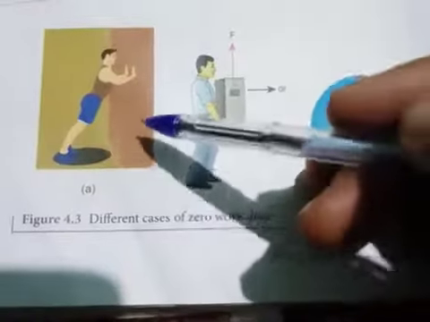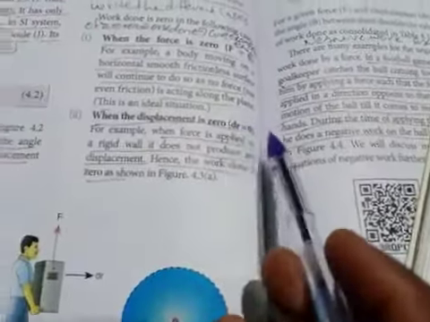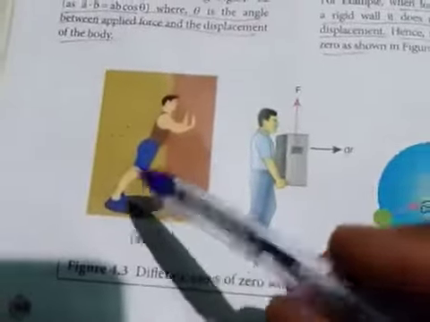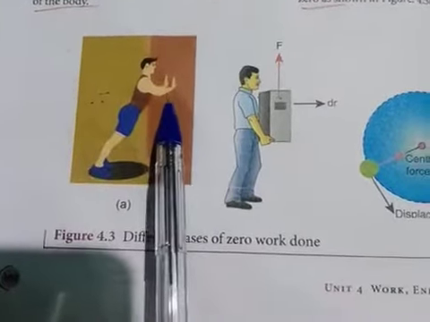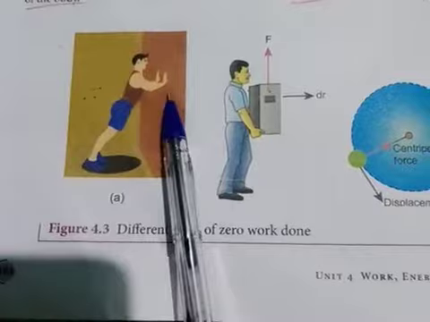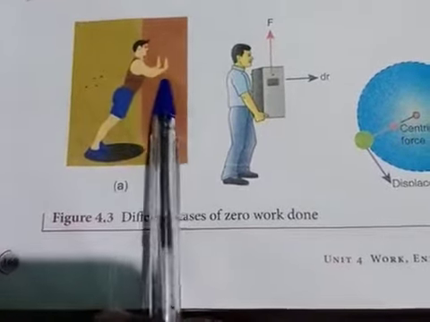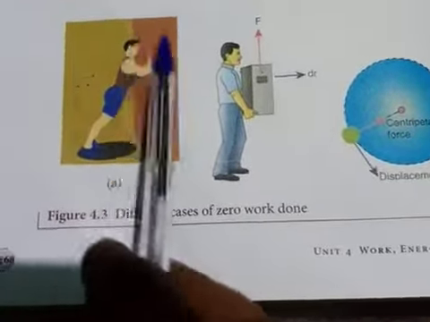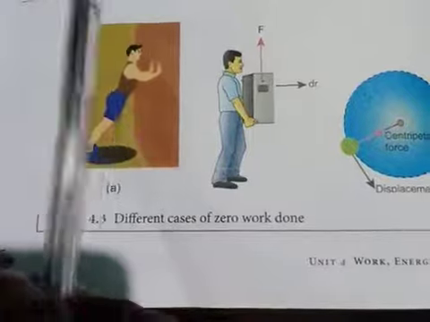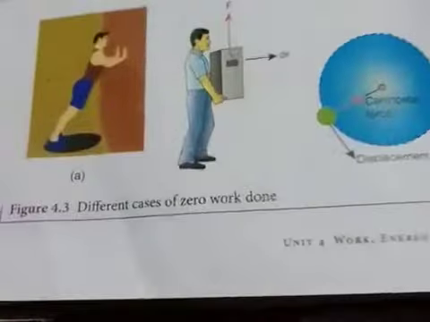The second case is when the displacement is 0. So dr is equal to 0 means the work done will be 0. Here you can see that a person is pushing a rigid wall, so nothing will happen here. He will only apply the force, but the wall will not move, so we can tell that the work done is 0.